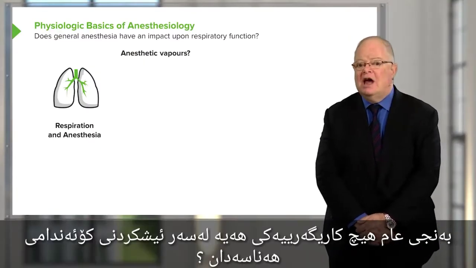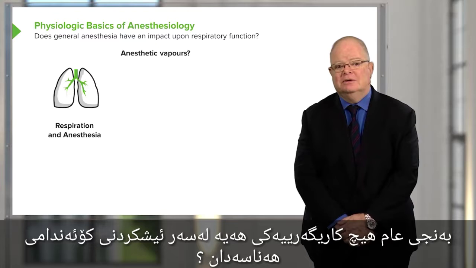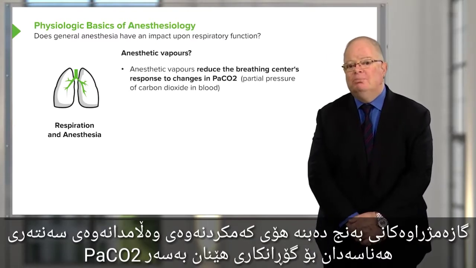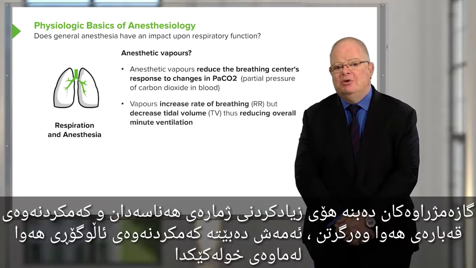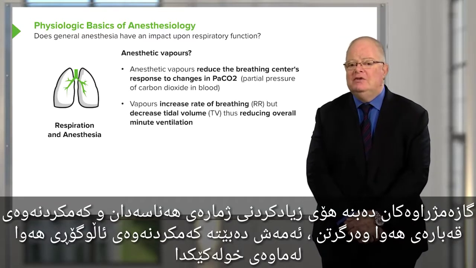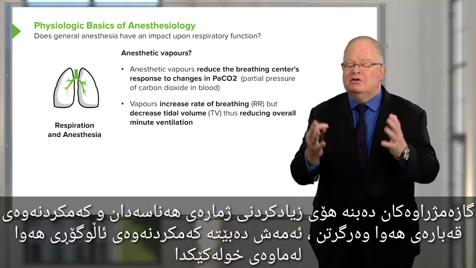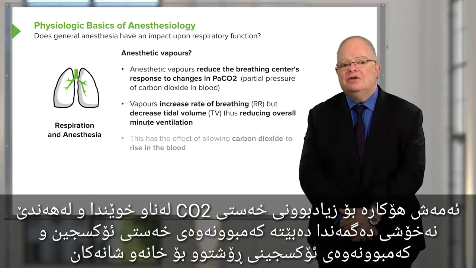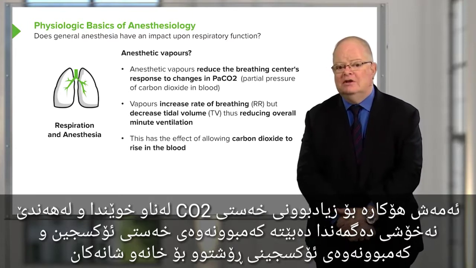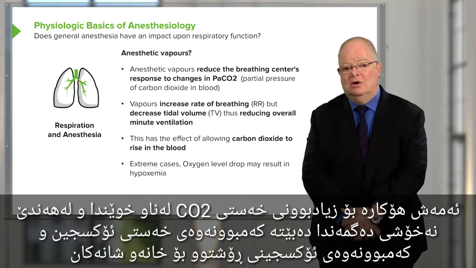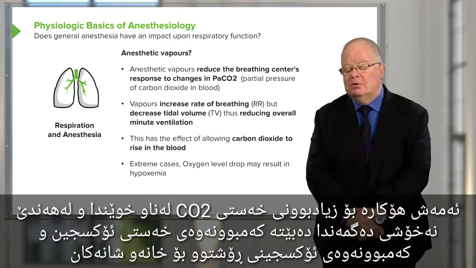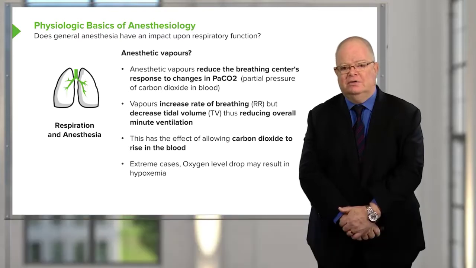So, does general anesthesia have an impact upon respiratory function? Anesthetic vapors reduce the breathing center's response to changes in arterial carbon dioxide, or partial pressure of carbon dioxide in the blood. Vapors increase the rate of breathing, but decrease tidal volume, and the overall effect is to reduce minute ventilation. This has the effect of allowing carbon dioxide to rise in the blood. In very extreme cases, oxygen level may also drop, resulting in hypoxemia or low blood oxygen and reduction in the general oxygen delivery to tissues.